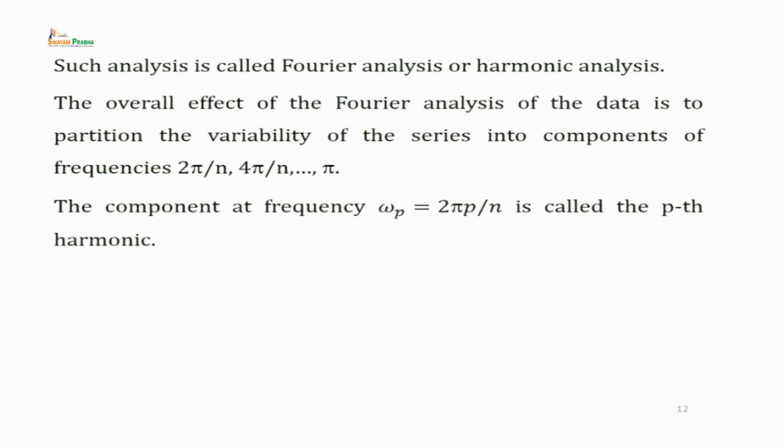Now, such analysis is called the Fourier analysis or harmonic analysis. The overall effect of the Fourier analysis of the data is to partition the variability of the series into components of frequencies 2 pi by n, 4 pi by n and so on up to pi. So, basically what you have done? You have partitioned the entire variability of the data into the variability contributed by different components of the frequencies.